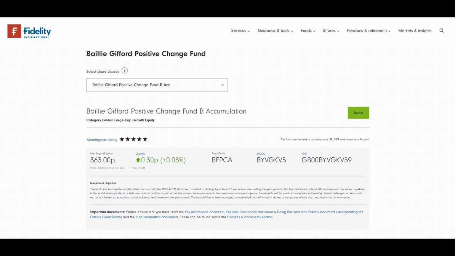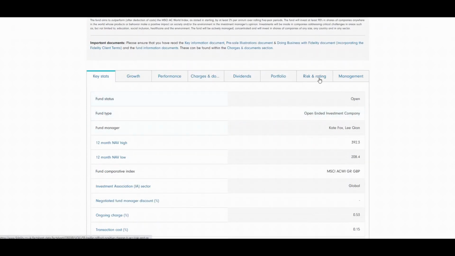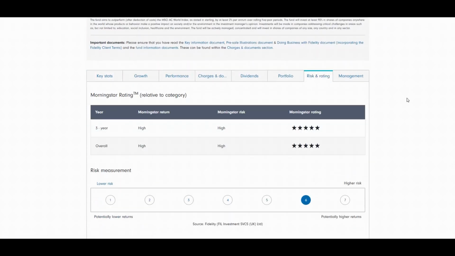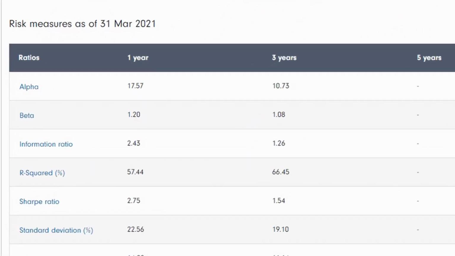These measures are not very hard to get. If you invest in funds, for example, here I'm looking at Baillie Gifford's Positive Change Fund from Fidelity's website. I can see that they are reporting the beta number under the risk and ratings category. For this fund, the beta is 1.08, using 3 years of performance history.